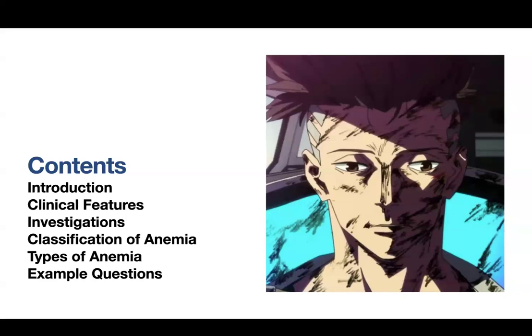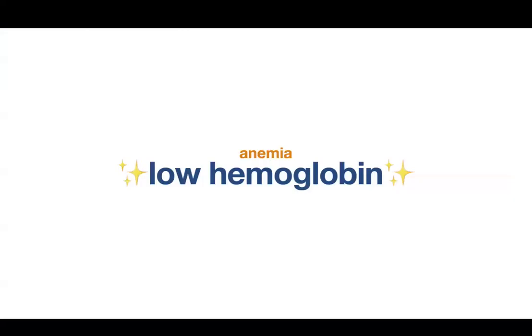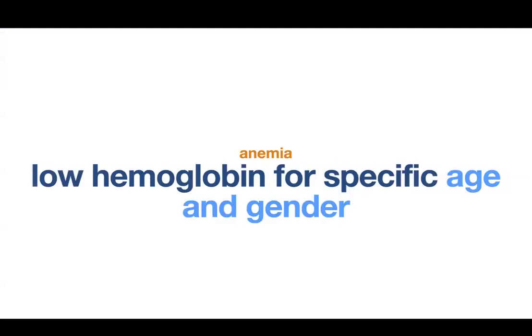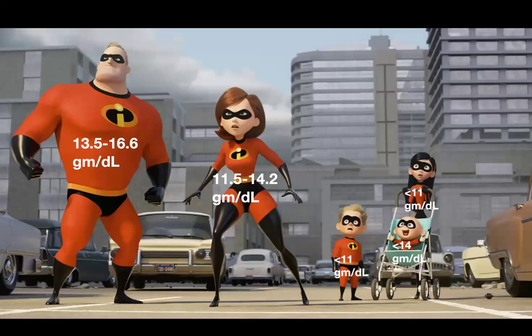So anemia is simply defined as a low hemoglobin. Now, it is very important to know that it's specific for the patient's age and gender. So anemia is low hemoglobin for a specific age and gender. This is very important because different people have different normal thresholds. An adult male usually ranges from 13.5 to 16.6 grams. Obviously, don't remember these numbers. This is just for the sake of completion. So in order for a man to be considered anemic, usually the hemoglobin is below 13.5.